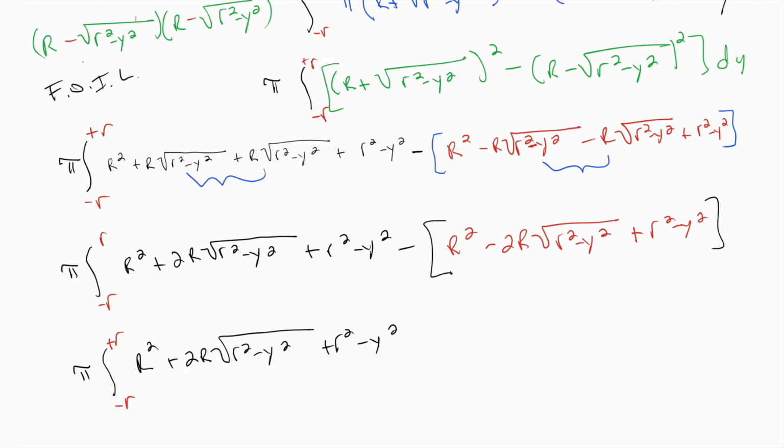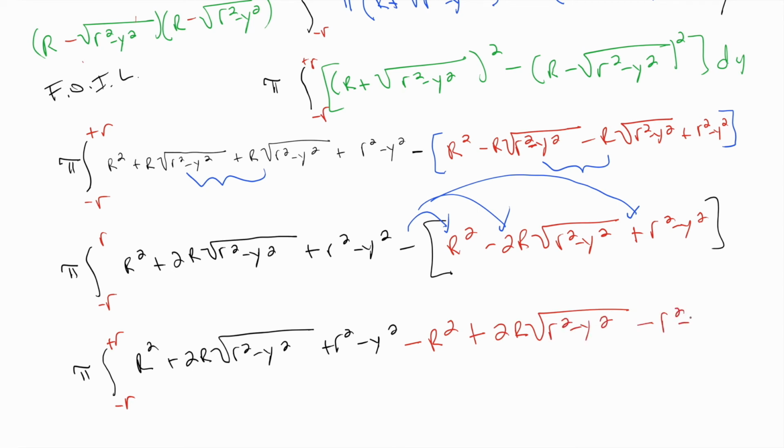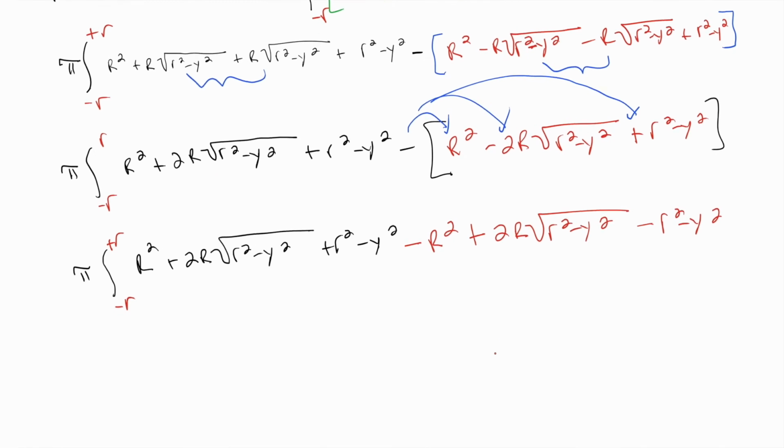And then I'm going to distribute the invisible negative 1 that's right here. Go like that, and like that. All right, so basically opposite sign everything on the inside. So I'm going to get minus big R squared, positive 2R root r squared minus y squared, minus little r squared minus y squared. Now we have some simplifying we can do.